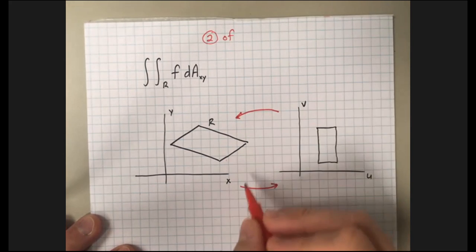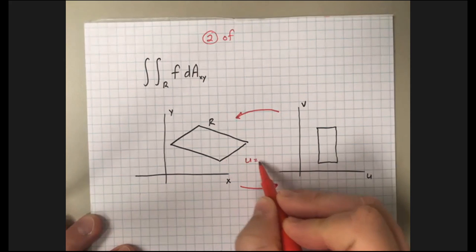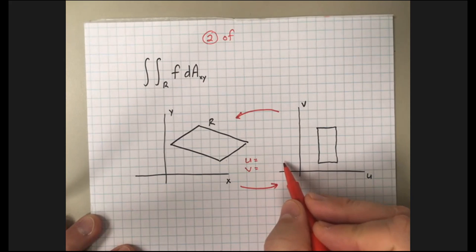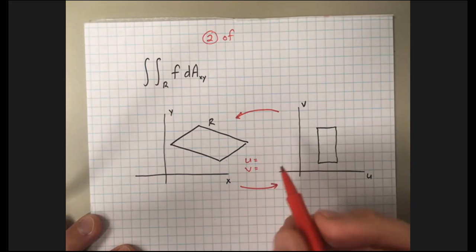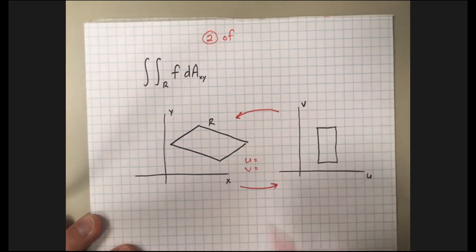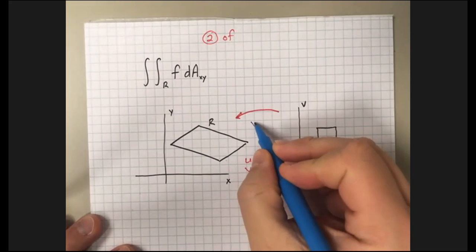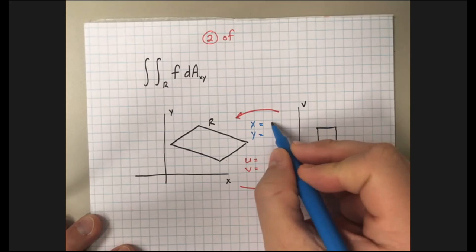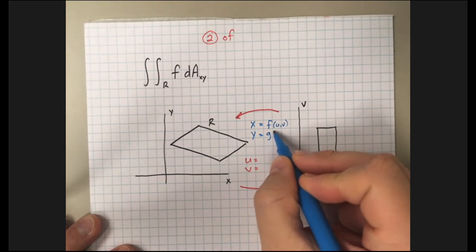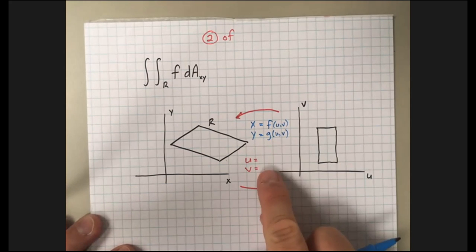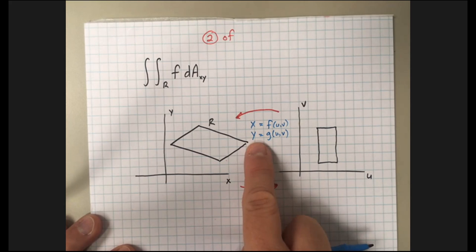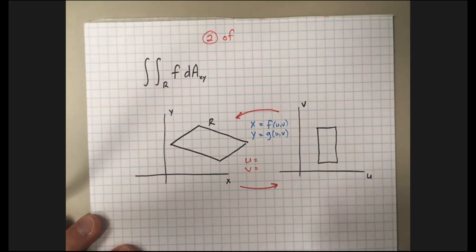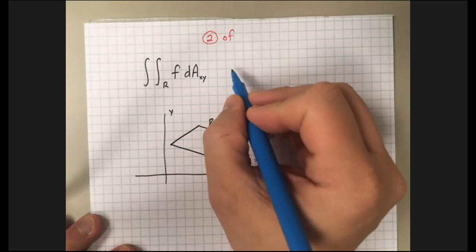Here, I'm describing new variables, U and V, in terms of X and Y. But in order to do this coordinate transformation, I have to know how to go both directions. So what I really want to know is how to describe X and Y in terms of U and V. And we'll do an example. This choice right here is often direct or obvious, but what I have to do is invert that description. So I solve for X and Y in terms of U and V. And then I can rewrite the integral in the U and V coordinates.